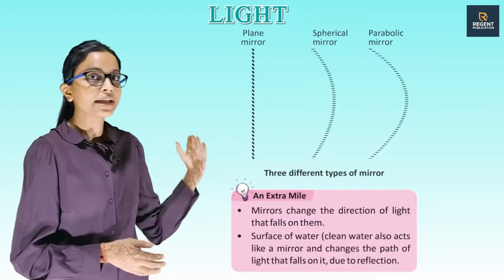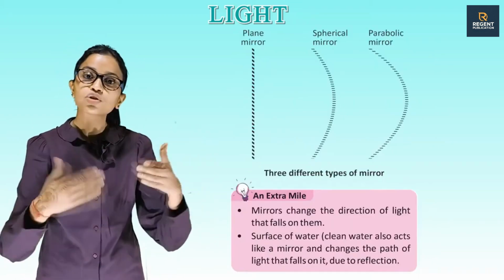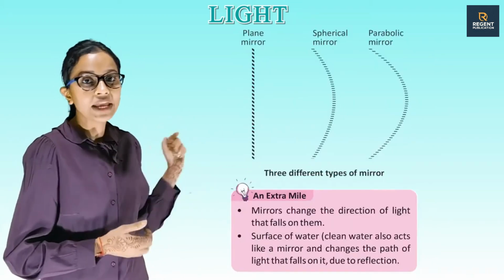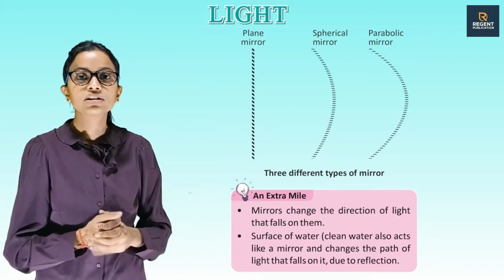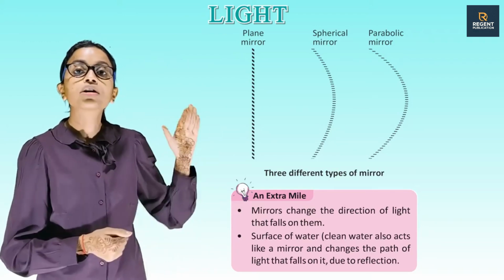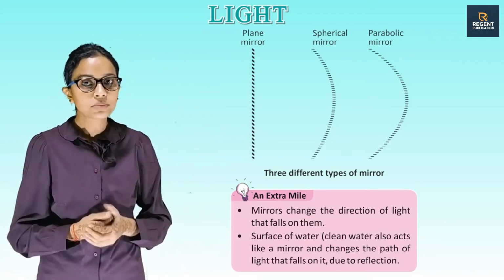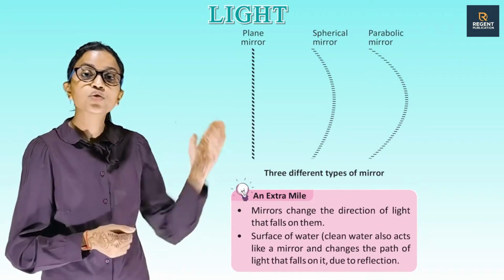Now, see the diagram or image of the types of mirror. Plane mirror. It is showing a straight line. Spherical mirror. It is showing a curved line. Parabolic mirror. It is showing a sphere.